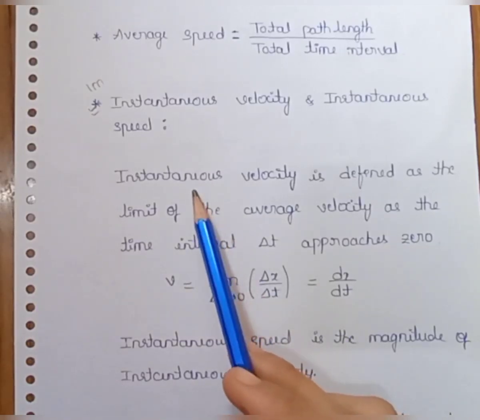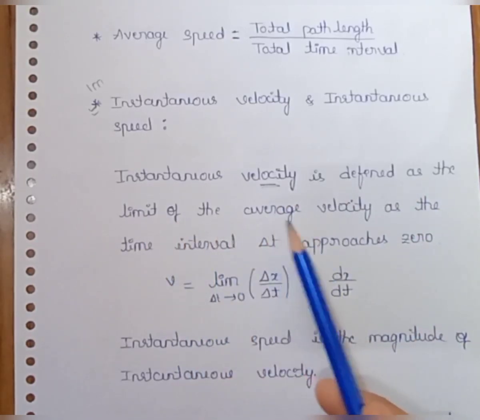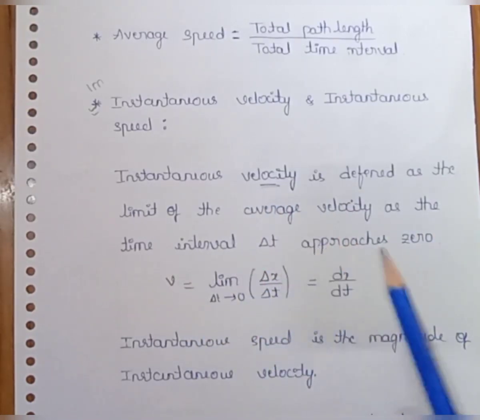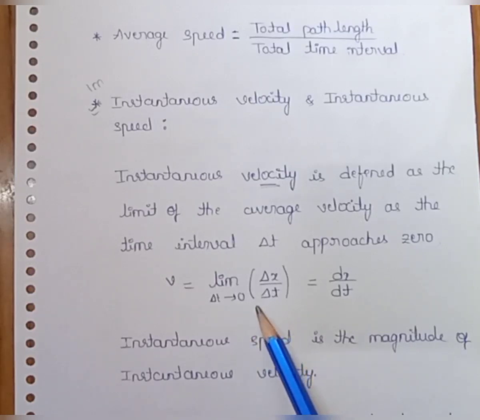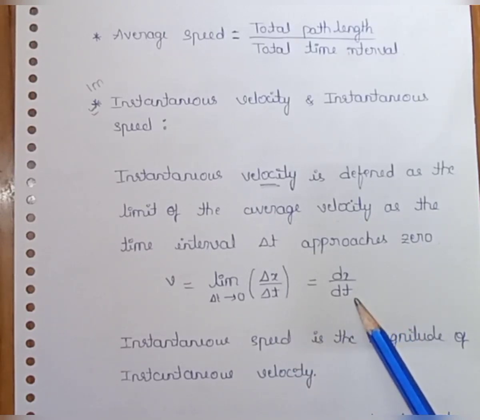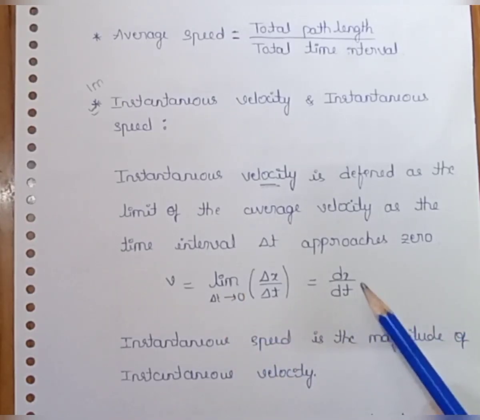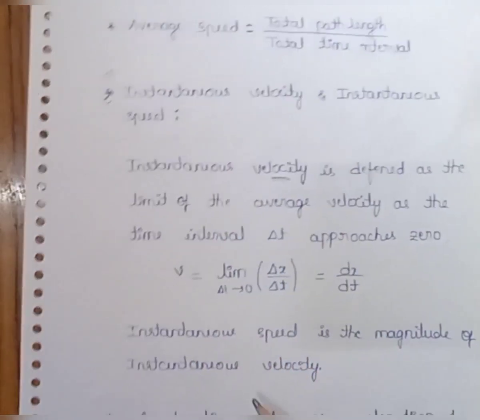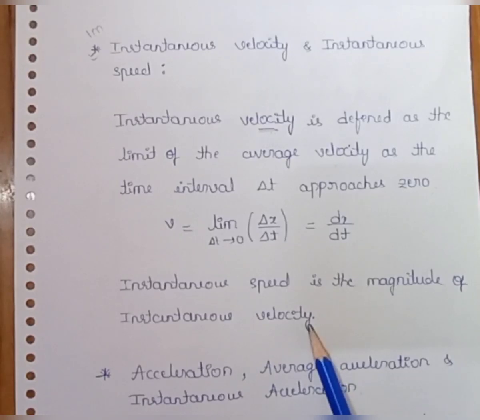Then what do you mean by instantaneous velocity? It can be defined as the limit of the average velocity as the time interval delta t approaches 0. Means when delta t is very small, approaching 0, that limit of the average velocity gives the instantaneous velocity: delta x by delta t, when limit delta t tends to 0, gives dx by dt. This is known as instantaneous velocity. Here instantaneous speed is the magnitude of instantaneous velocity.